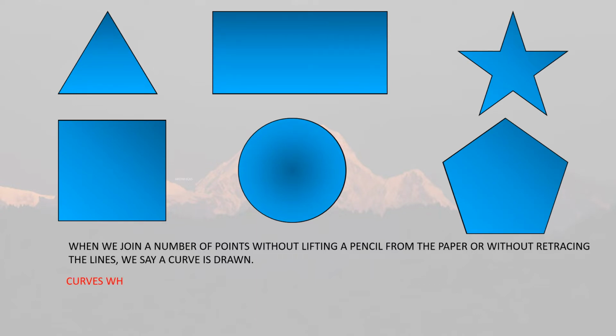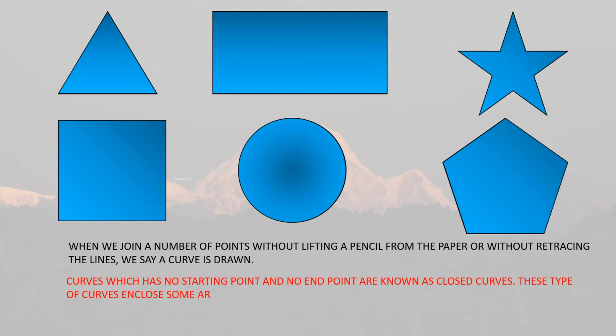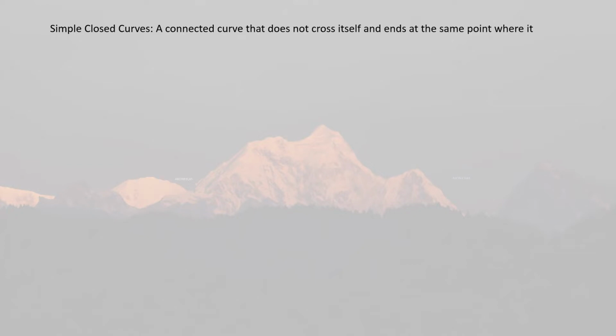So curves which have no starting point and no end point, we call them closed curves, and they basically enclose some area within them. So these types of curves are called closed curves, and in closed curves we have the simple closed curve, that is a connected curve that does not cross itself and ends at the same point where it begins.